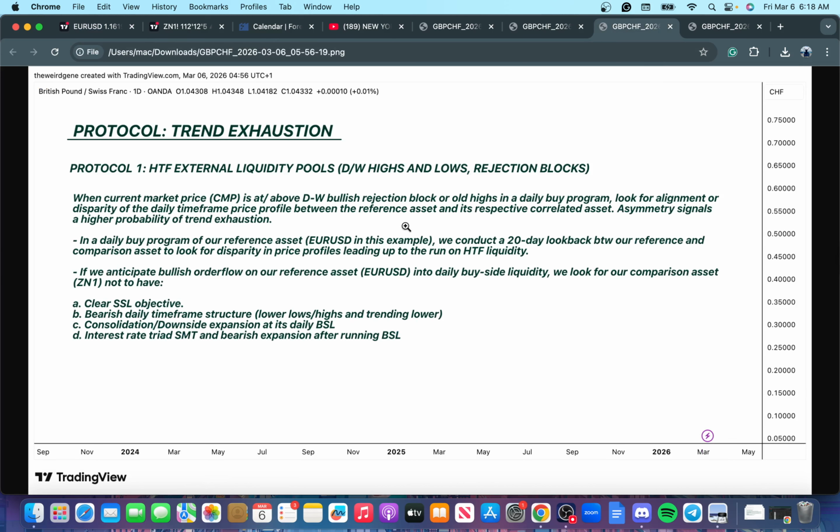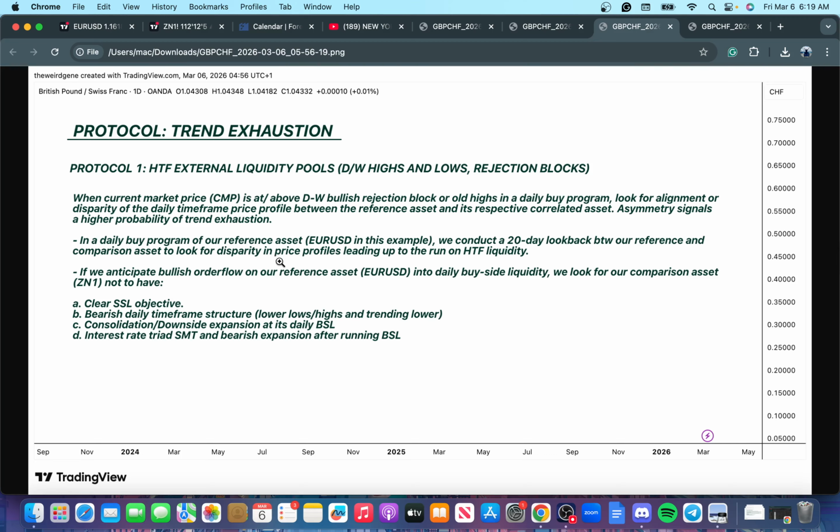So again, going back to our slide, we're going to use an example for a bullish program, right? So in a daily buy program of a reference asset, in this example, we're going to use euro. The first thing we do, of course, we're not taking trades, we're only conducting our assessment. So the first thing we do is we conduct a 20-day look back, right? So from the last complete trading day, we go back over the last 20 trading days, right? And what we're looking for is symmetry or asymmetry between our reference asset, in this example, euro dollar for buys, and our comparison asset, in this example, 10-year T notes. So what are we looking for specifically?